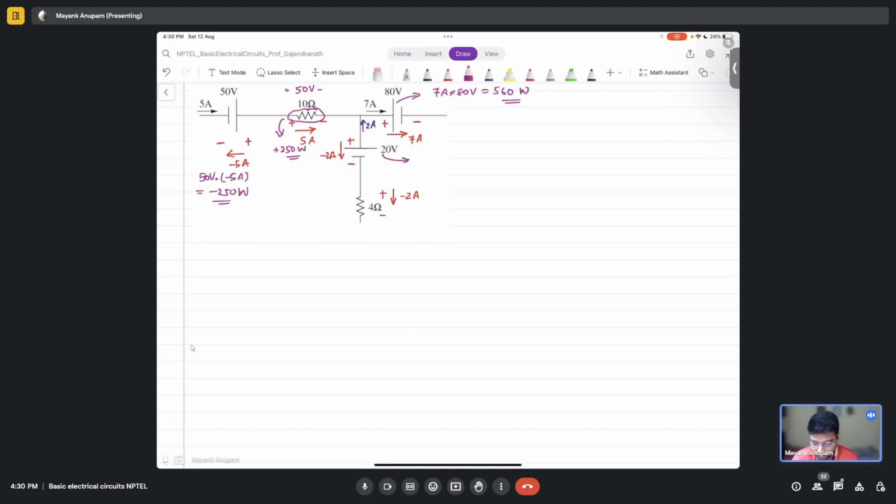20 volts into minus 2 amperes, which is minus 40 watt. Very good. What about this?